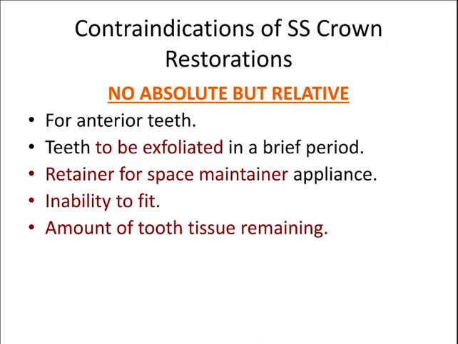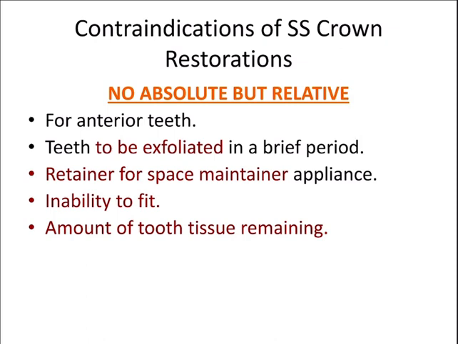As a retainer for space maintenance and appliance, as I already told you, if a restoration is required for banding, that's it. No need to give a crown to be used as an abutment or a retainer. Inability to fit: if the crown is not fitting, we can modify it. There are various techniques which you will be learning in your level 12 while placing a crown. But ideally you should not manipulate the crown too much, because it will compromise the strength. So that is also a relative contraindication. But having said that, there are various techniques in which you can make the crown fit.